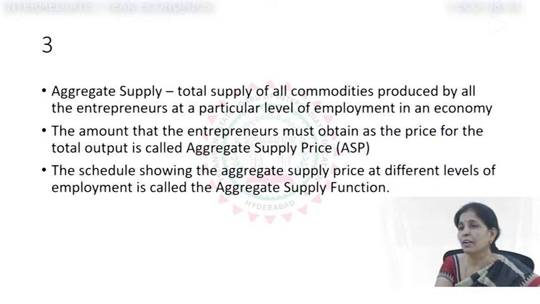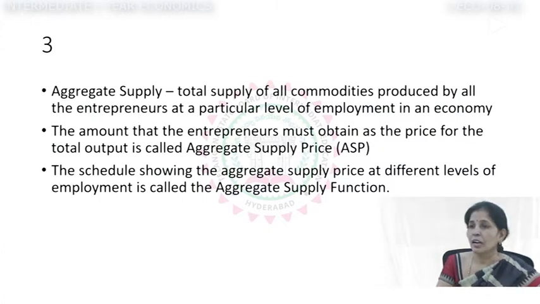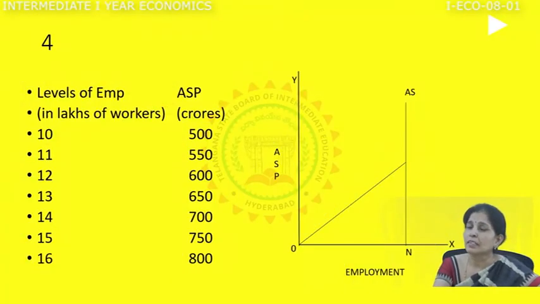A table that shows the aggregate supply price at various levels of employment is called the aggregate supply function. This is again shown with the help of a graph, with levels of employment measured in lakhs of workers and aggregate supply price measured in crores. At an employment level of 10 lakhs, the total supply of commodities, that is the amount they have received, is 500 crores. As employment increases, the supply also increases. Assuming 16 lakhs of workers are employed, the supply is 800 crores.